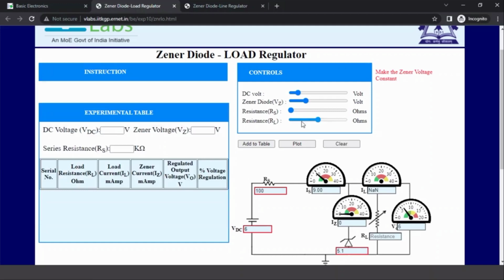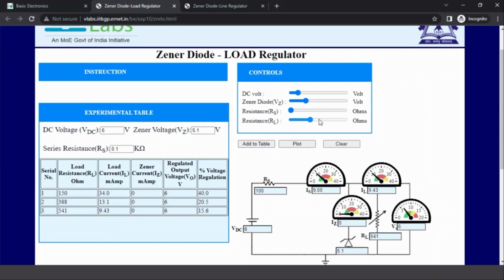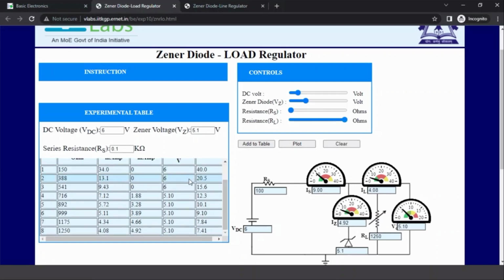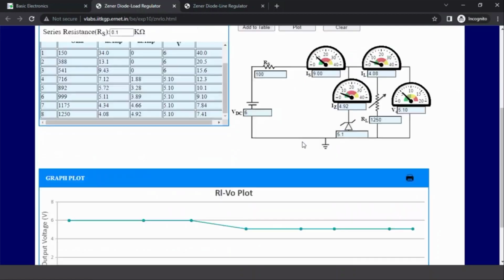Now load resistance can be varied from the minimum value. So now the minimum is 150. You can add that value to the table and keep on varying the value of load resistance and adding to the table. You will get many points in between also. I'm just showing you the profile here, okay? So if we get many readings, just plot it.